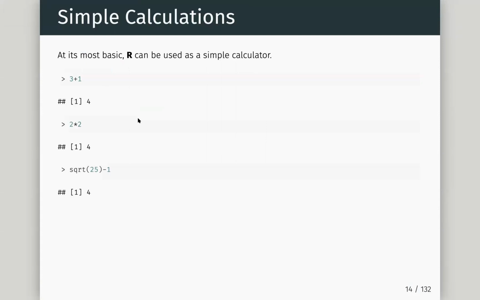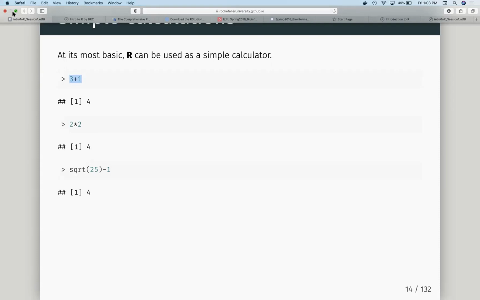So at its most basic, as I was saying, R is just a simple calculator. If I type into the console 3 plus 1, it will give me a result back, 4. If I type 2 times 2, it will give me 4. If I write square root 25 minus 1, it's going to give me 4.